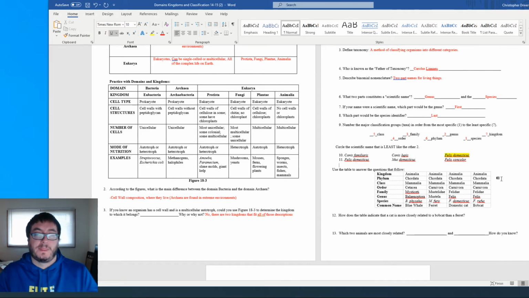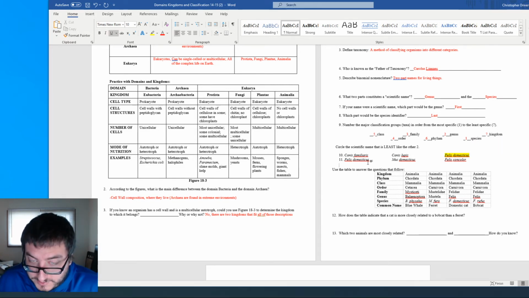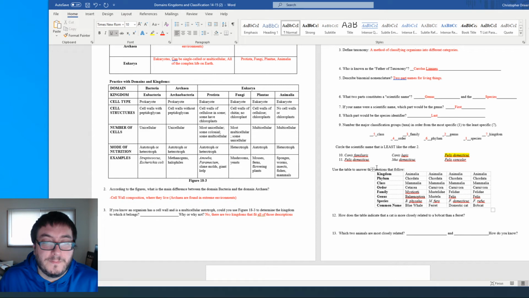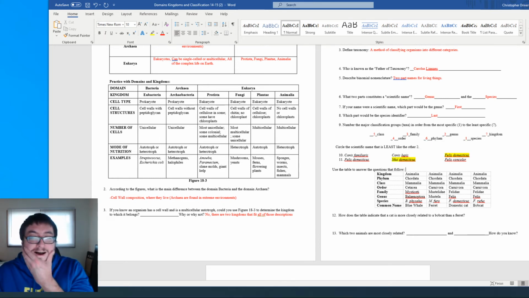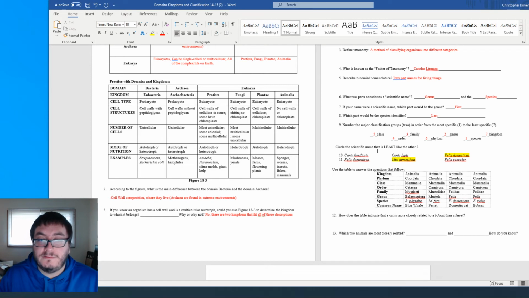Highlight it. Number 11, and we're going to follow the same type of thing. We've got Felis domesticus, Mus domesticus, and Felis concolor. I hope you see where I'm going with this. There's one that has a different genus name. That is Mus domesticus. Let me highlight, por favor. There we go. So here, basically, to find the one that is least like the other two, you have to find the one that has a different genus name. The first name is different.